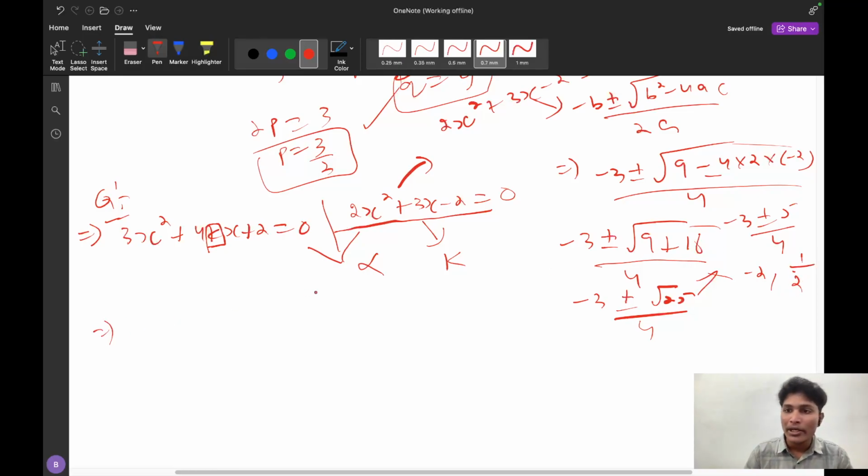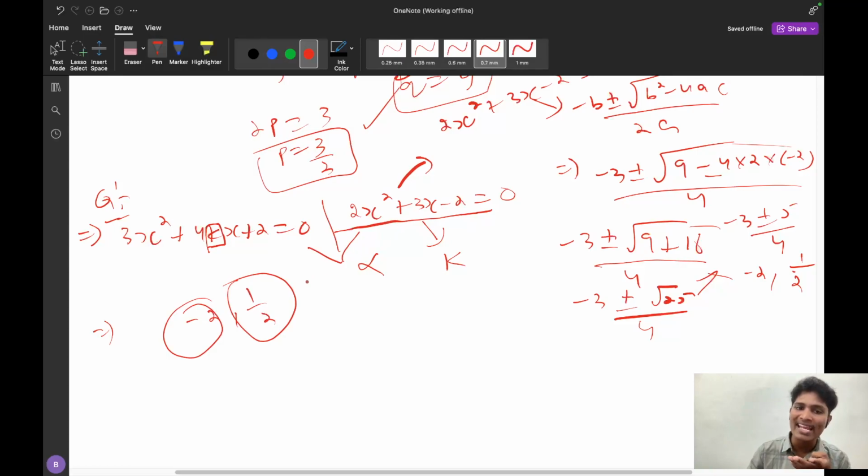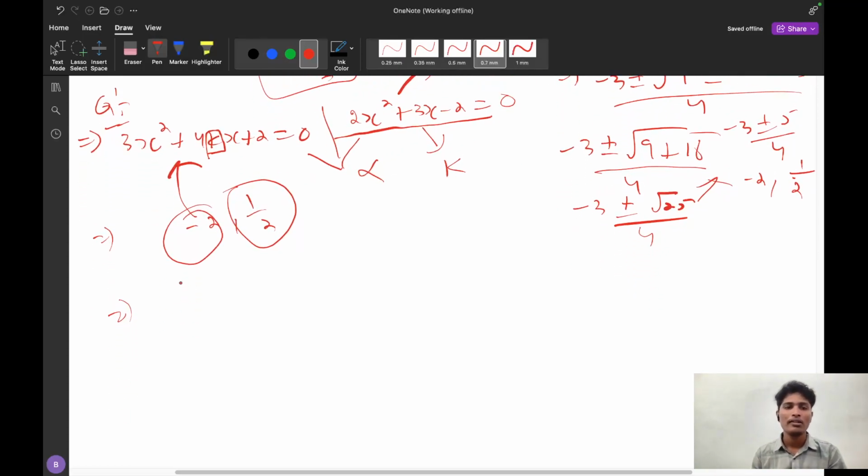Now minus 2 and 1 by 2 are the two values which satisfy the second equation, and they are saying exactly one root is common. So what is that root? I can simply substitute one value and check. Suppose minus 2 is a common root, I can find the value of k. If 1 by 2 is a common root, then I will find the value of k.